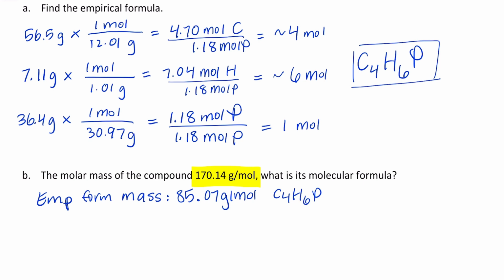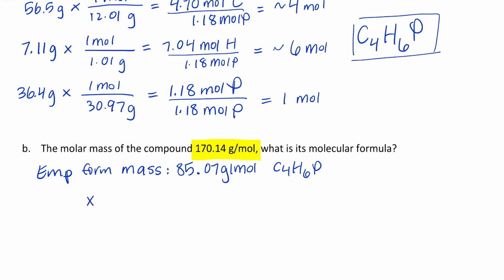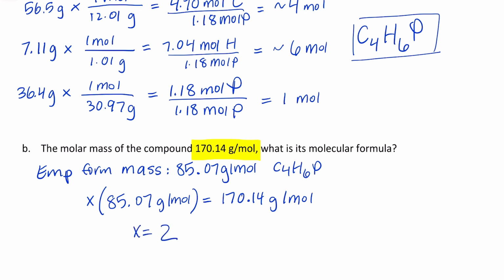We're going to have to find the factor of how much the empirical formula is multiplied by. And so in order to do this, we can set up our equation. X, the number of factors, multiplied by the empirical formula mass, should give us the molecular formula mass. So 170.14 grams per mole. And if you perform this on your calculator, you should get X is equal to 2. So that means our factor is 2.